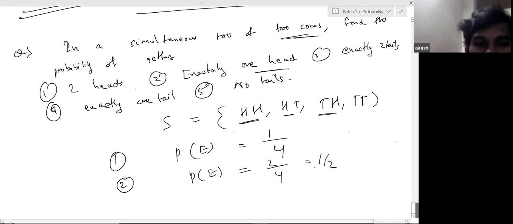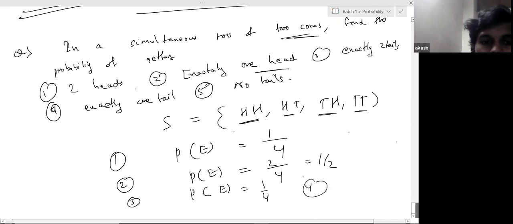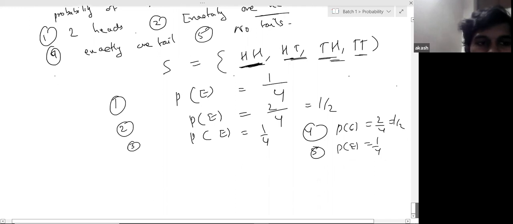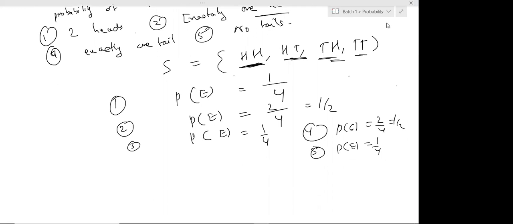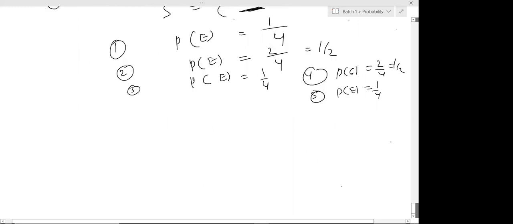So half. In the third case, exactly two tails. So there is only one case. 1/4. In the fourth part, exactly one tail. So again, 2/4, that is half. In the fifth part, no tails. So that means only heads, that is one outcome. So 1/4 is the answer. All right, clear? Yes, sir. Okay, match your answer.